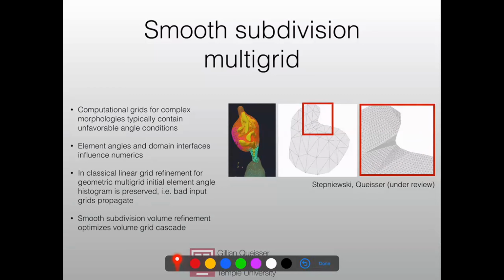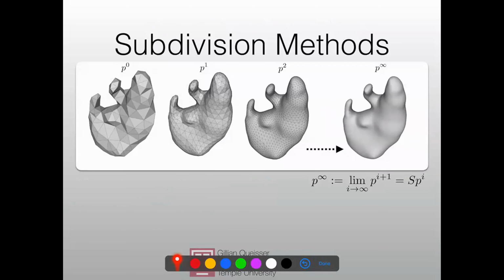So the question is, how do we automatically deal with effects that can happen due to grid quality? And one approach we took was to use so-called smooth subdivision theory to optimize volumetric computational grids automatically that work with geometric multigrid methods.